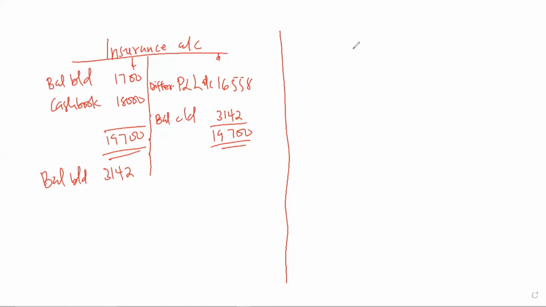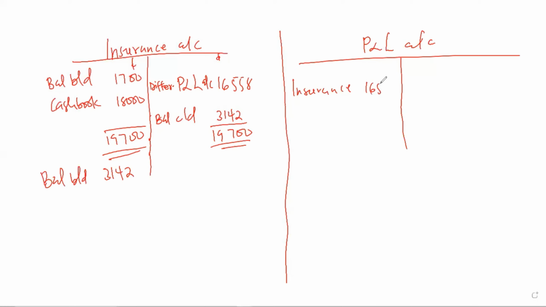So when you're preparing your trading profit and loss account and you get to your P and L account, the amount that will go to the P and L account as insurance is 16,558, not 18,000. So that is it. Now let's prepare the rent and rates. With the rent and rates, you have rent and rates owing.